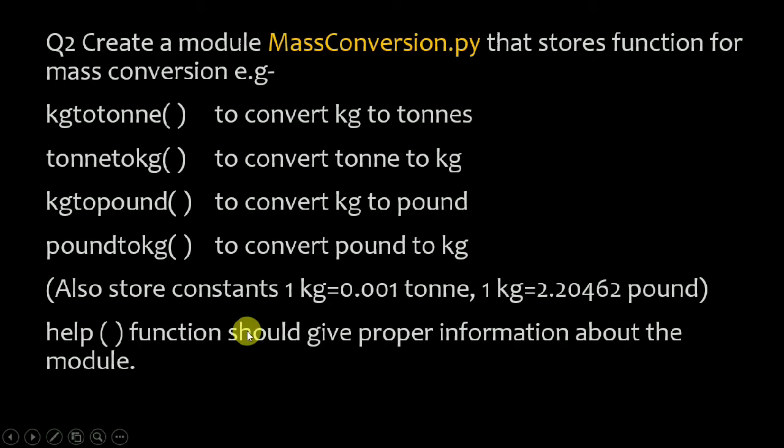Okay. The second question is also the same. Create a module mass_conversion.py that stores functions for mass conversion: kg to ton, ton to kg, kg to pound, pound to kg. So how many functions do you have to create in total? 4 functions. 2 constants are there: 1 kg is equal to this much ton, 1 kg is equal to this much pound. Create all the functions, write the name, save the module with this name, and write the docstring for all of them. Docstring means, to enhance readability, you can create it like a comment. And you have to use the help function after that so that it gives you the proper information about the module.